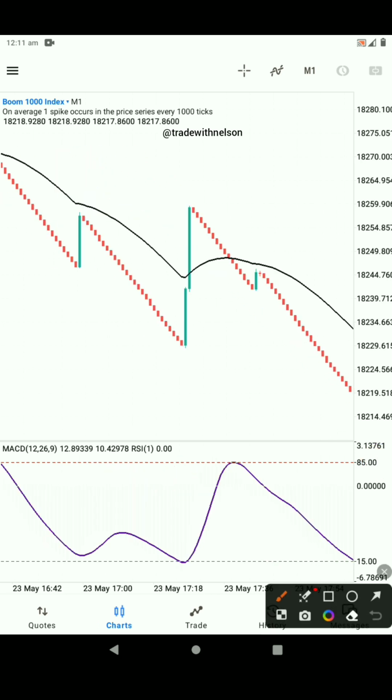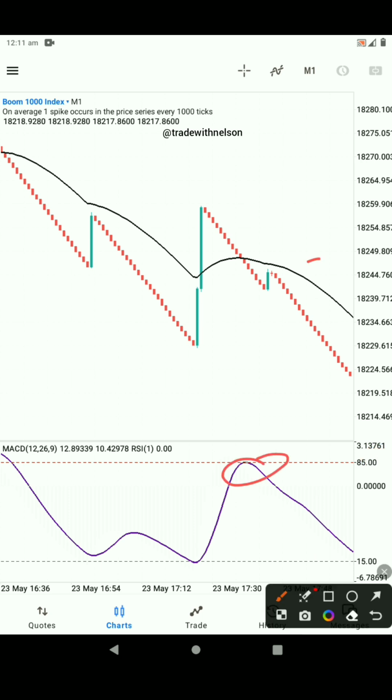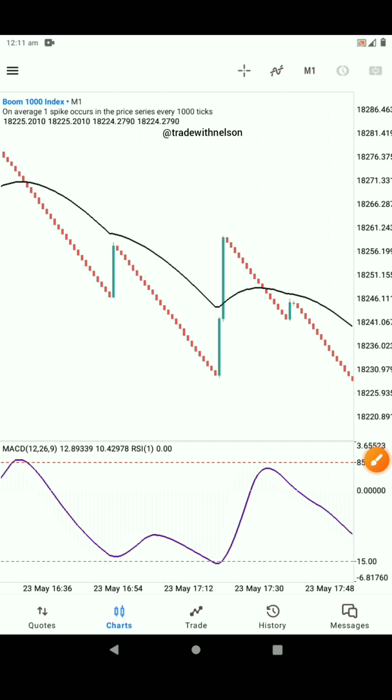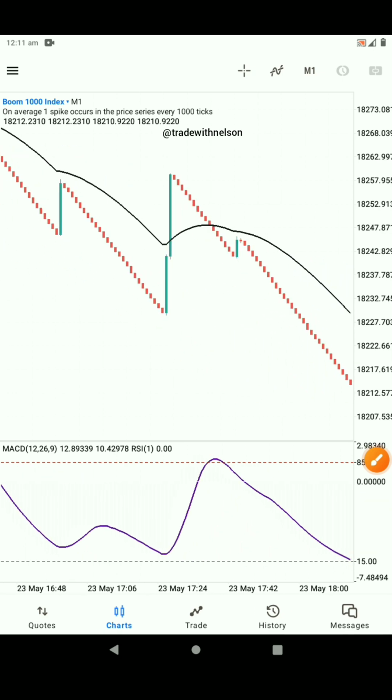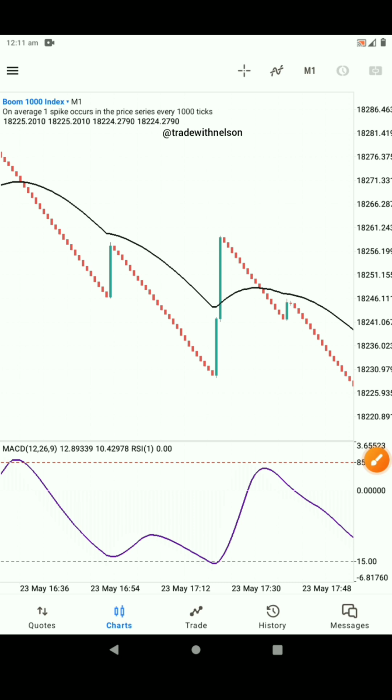If you look carefully at my chart, I have just 3 indicators. I have the moving average, and I have the RSI, which has the level 85 and the level 15. I also have the MACD inside the RSI. The combination of the MACD and the moving average gives a very accurate setup in the boom and crash market. Before I explain how this strategy works, let me quickly show you the settings for my indicators.